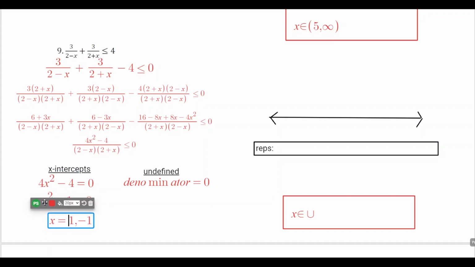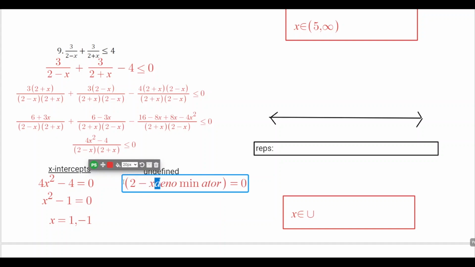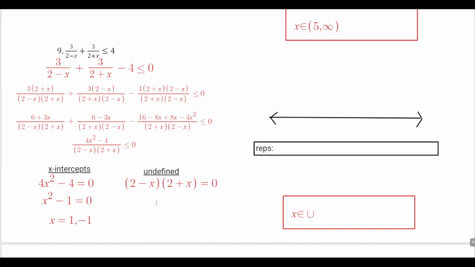For the denominator, the values that will make the rational expression undefined: we've got 2 minus x as one of the factors, and the other factor is 2 plus x. So the two values that we'll get would be 2 and negative 2.